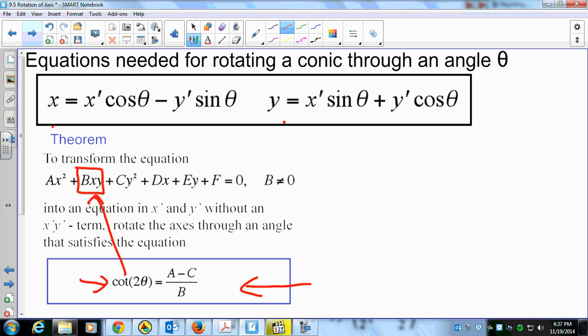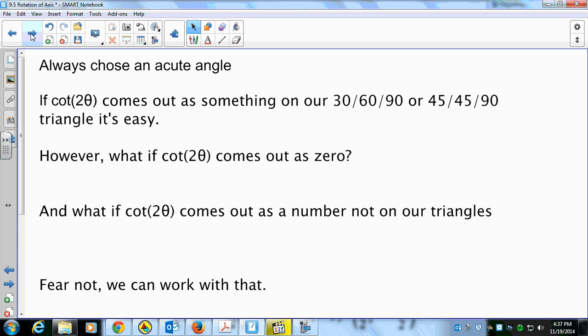So notice that this a term is coming from my x squared, the c term is coming from my y squared, and my b term is coming from my xy term. All right, some things to remember about cotangent. Since we're dealing with cotangent of 2 theta, always choose the acute angle. Don't ever choose the obtuse angle when dealing with that. If cotangent of 2 theta comes out as something on our unit circle, 30, 60, 45, 90, it's going to be easy. And that's going to be what you're going to see on your test.